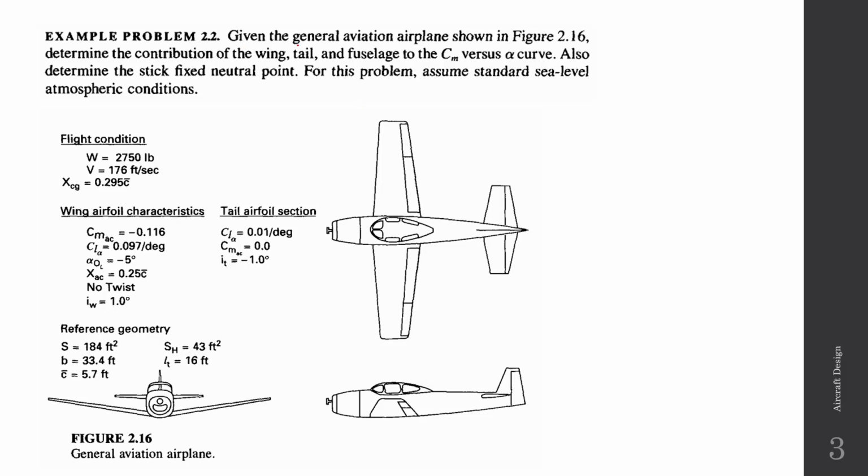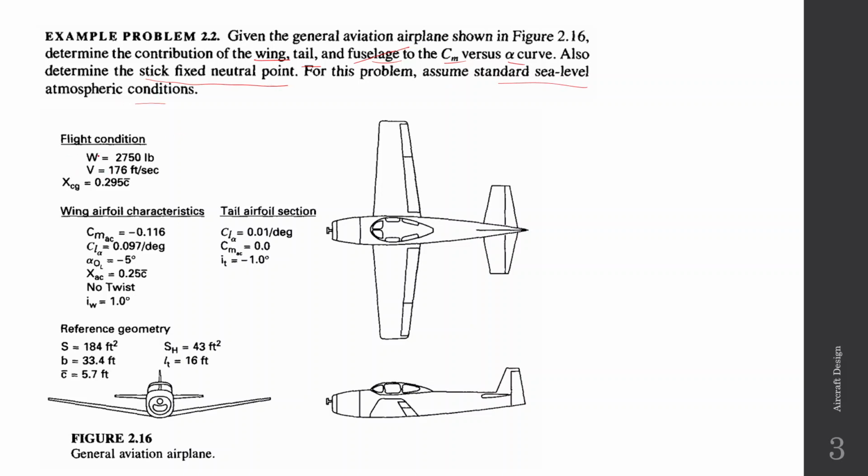It says that given a general aviation airplane as shown in figure 2.16, determine the contribution of the wing, tail, and fuselage to the CM versus alpha curve. But here we are going to ignore the fuselage effects, so you can ignore this. So we'll find the contribution of wing and tail to the CM versus alpha curve, and also we'll determine the stick fixed neutral point. And for this problem, we assume standard sea level atmospheric conditions.